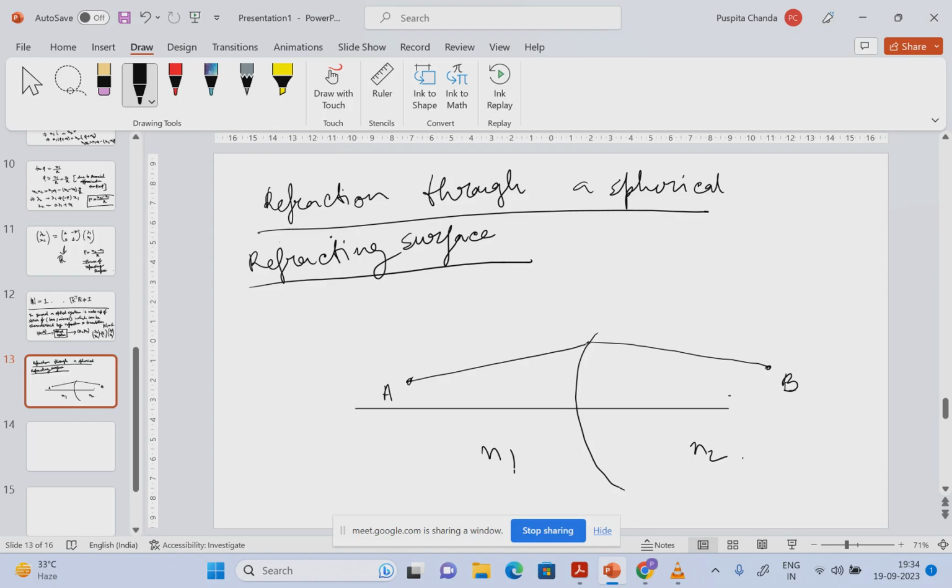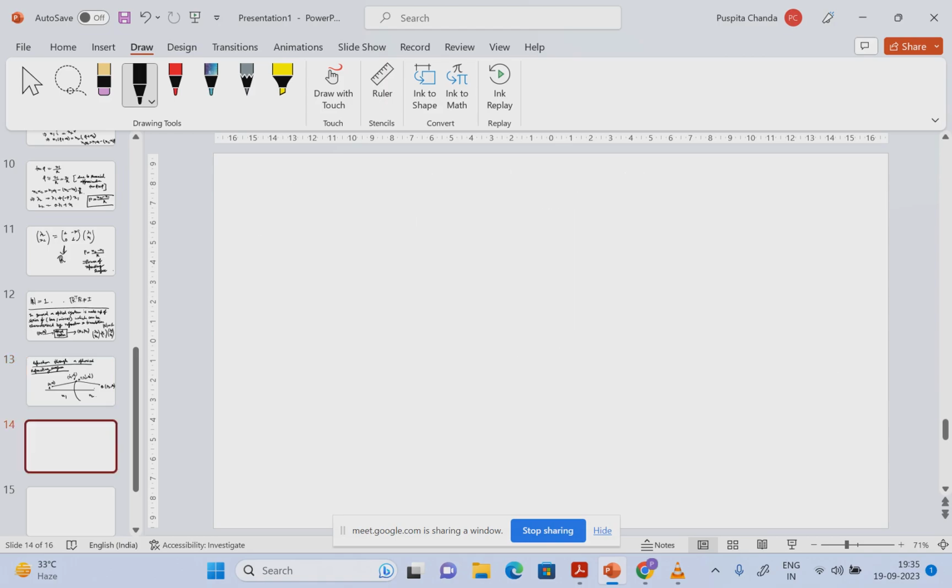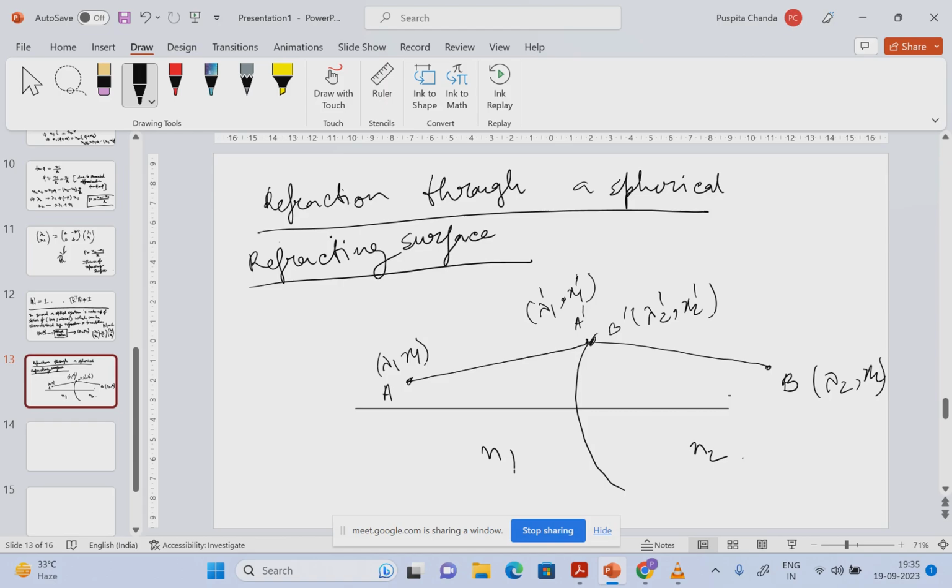Okay, so from A, here I say A dash. This is pure translation, and then here we can say B dash. Between A dash and B dash, there is only refraction, and from B dash to B, it is again translation. So let us say lambda 1 x1, lambda 1 dash x1 dash, this is lambda 2 dash x2 dash, lambda 2 x2. Okay, right? So again, one thing, like in matrix multiplication, order matters.